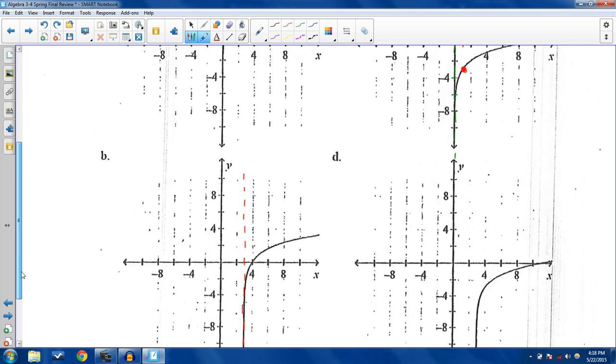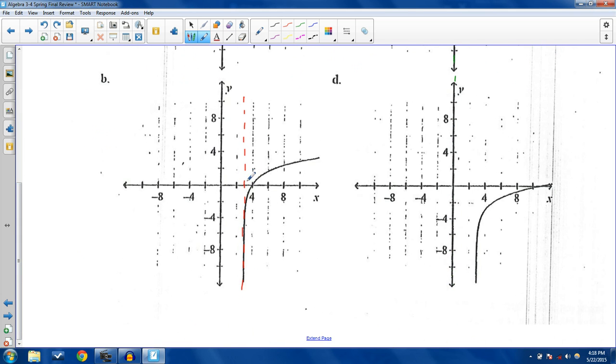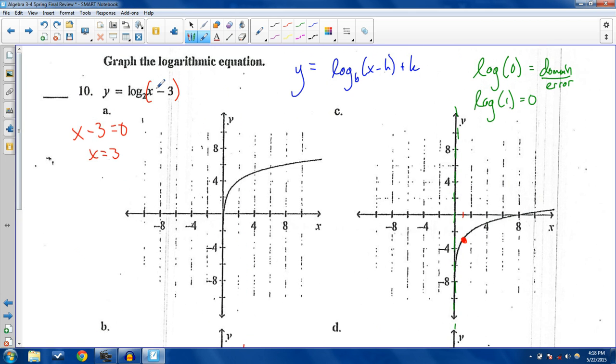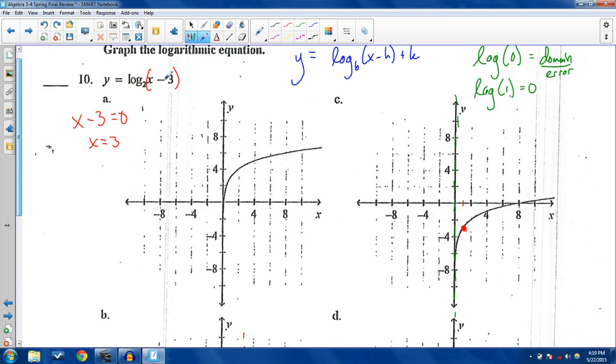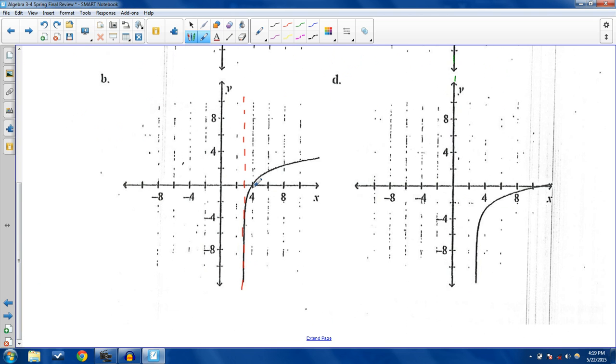The next point I'm going to do is when I go 1 away from the asymptote. When I'm 1 away from the asymptote, that's when I'm taking the log of 1. Notice this. If x equals 3 right here, 1 away is when x equals 4. You substitute 4 for x, you're going to get 4 minus 3, which is 1. The log base 2 of 1 is 0. So when x equals 4, y equals 0. When I'm 1 away from my asymptote, I'm getting 0 for y, which is right there.